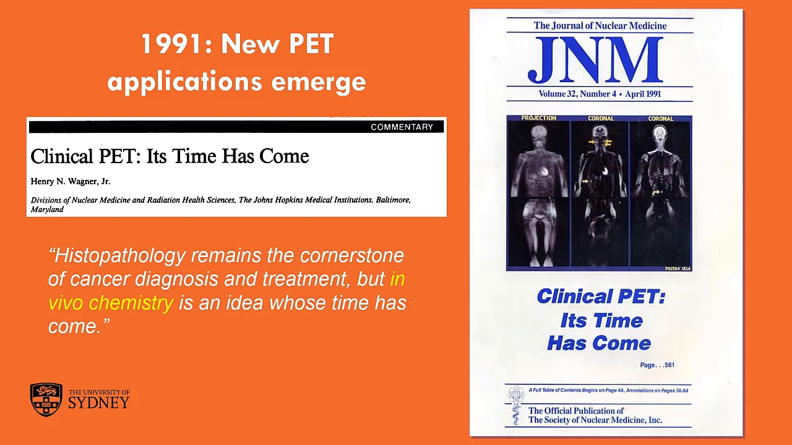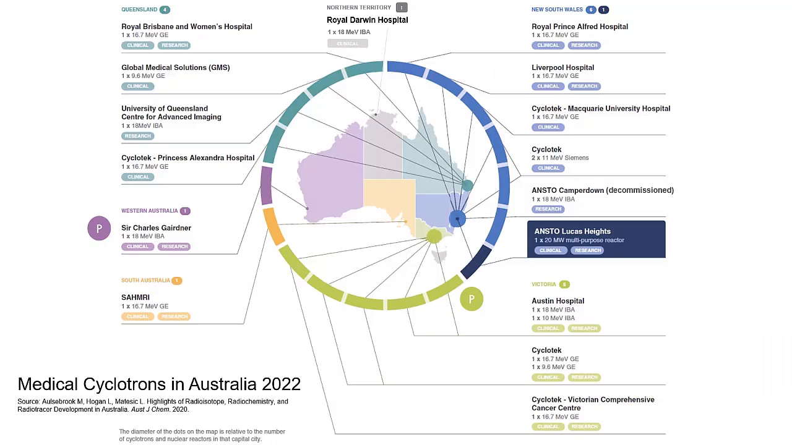And Henry Wagner again comes back into play and writes this very important article about clinical PET, realizing that PET was not going to have any future unless it had a clinical application. And the final sentence in his article that you can see here from the Journal of Nuclear Medicine says that histopathology remains the cornerstone of cancer diagnosis and treatment, but in vivo chemistry is an idea whose time has come. And this is when we start to see the introduction of the oncological applications of positron emission tomography.